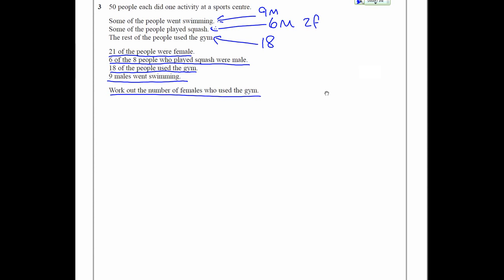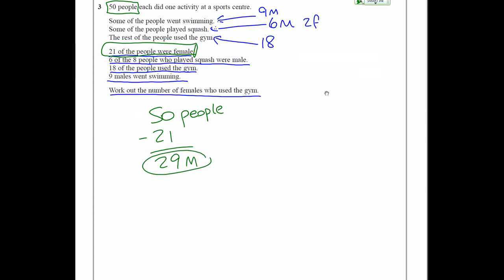Right, do we know how many people in total? Here's our strategy. 50 people in total. So, do we know how many females in total? 21 of the people were female, so that means minus 21 to get 29 males. I'm just writing M for short for males. Don't worry, I'm not doing any complicated algebra there. We've already accounted for 9 plus 6, 15 males. So that means that the other 14 males must have gone to the gym. And that means because there's 18 people in the gym, 4 females must have gone to the gym. So 4 females is the answer.